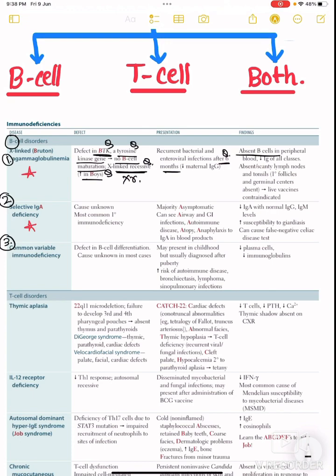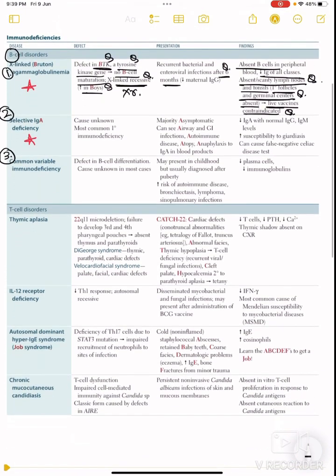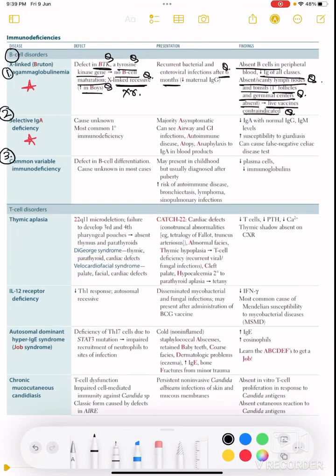Absent B cells in peripheral blood, decreased immunoglobulin of all classes, absent or scanty lymph node and tonsil. Very important: primary follicles and germinal centers are the places where B cells reside, so they will be absent. Live vaccines are of course contraindicated because it is an immunodeficiency disorder. Okay, we are done with it. This particular topic is all about learning and memorizing things. Nothing much to explain, and every line is a question.